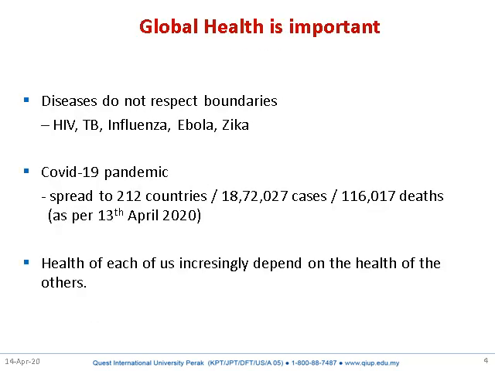Now we will see why global health is important. Diseases do not respect boundaries, like HIV/AIDS, tuberculosis, influenza, Ebola, Zika, and now COVID-19. All these are not respecting boundaries. They are spreading across the countries. Okay. COVID-19 pandemic has now spread to 212 countries.